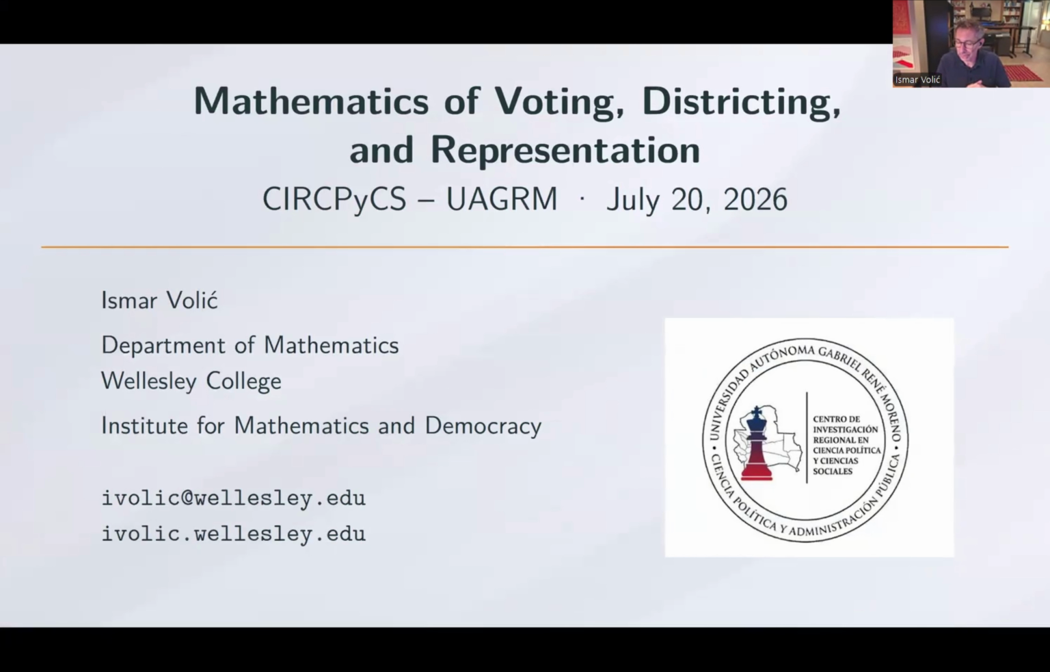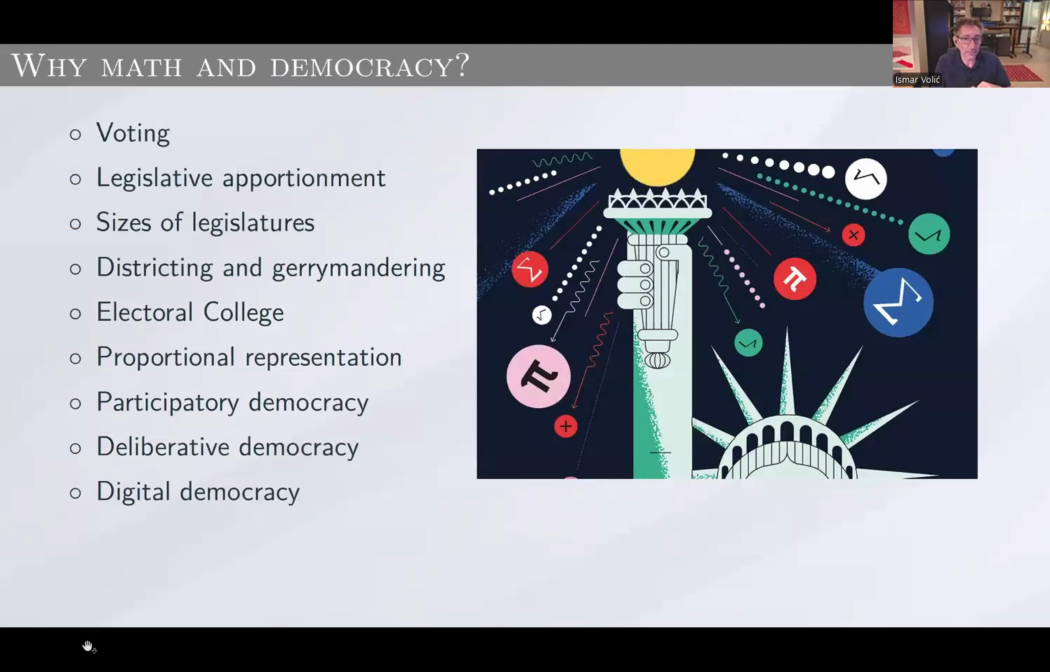As you introduced it, this is really a talk about how mathematics can inform democratic processes. And the question I often get when I say what I do, the first question is, so what does math have to do with democracy? Well, it turns out math is very much present in democratic mechanisms. If you really look at how democracy works, some of its basic processes like voting, apportioning legislative seats, deciding sizes of legislatures, drawing districts. Of course, gerrymandering is a part of that.